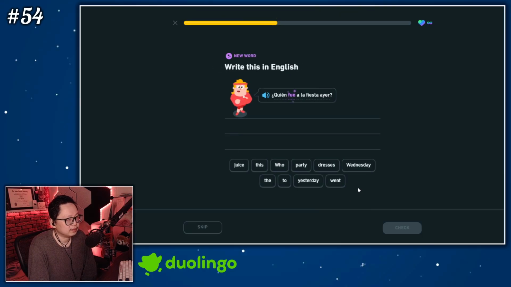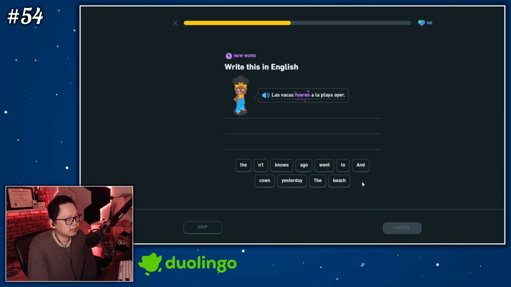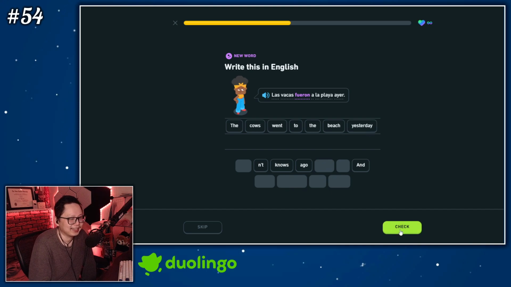¿Quién fue a la fiesta ayer? Whoops. Las vacas fueron a la playa ayer. The cows went to the beach yesterday.